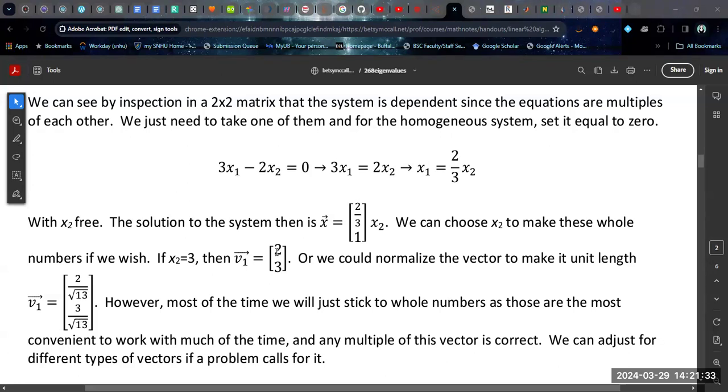In this case, 2 squared and 3 squared gives me 13. So this would be 2 over the square root of 13 and 3 over the square root of 13. But in most cases, it's actually just more convenient to work with small integer components rather than actual unit vectors or vectors of this sort. So normally when we talk about normalizing in this context, we mean try to get rid of your fractions and just work with small integers. Any multiple of this vector is going to be an eigenvector of this original matrix. So we just pick the one that is the easiest to do arithmetic on.